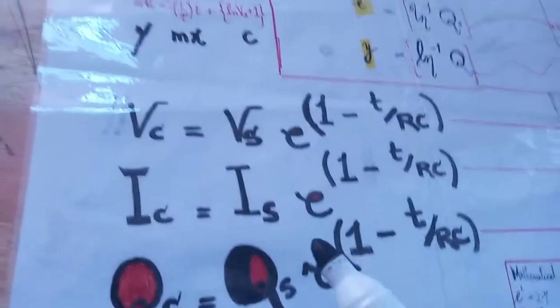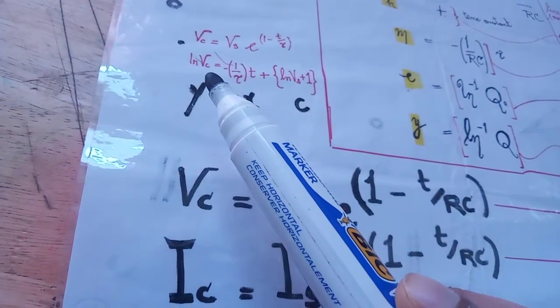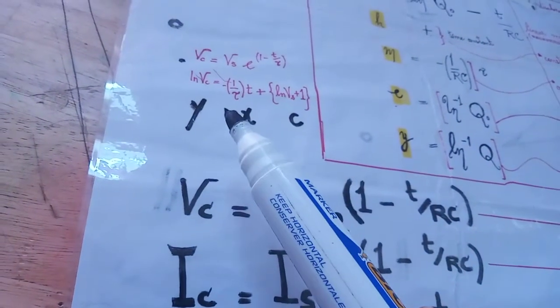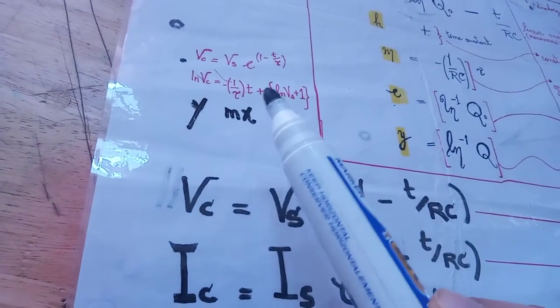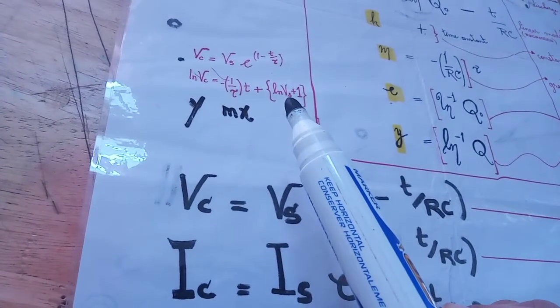Now, if you have to decompose one of these equations, the charging equation, it'll come out in this format: log natural of the voltage of the capacitor, equals minus 1 over RC times T, which is the time, plus log natural of the supplied voltage.